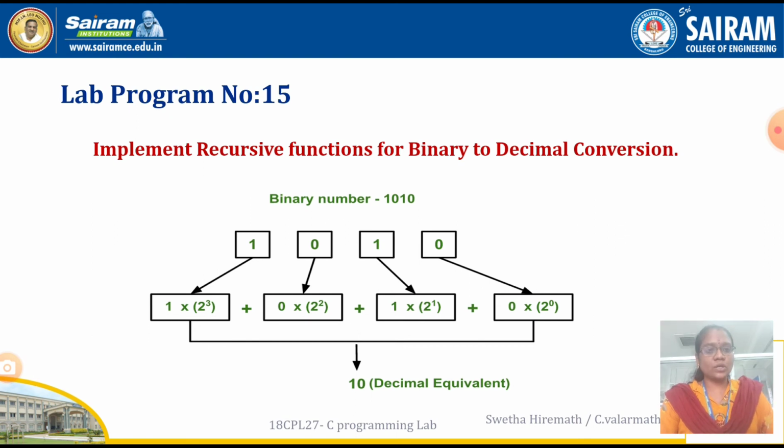This 0 will be multiplied by 2 to the power of its corresponding location. The LSB is in location 0, so 2 to the power of 0 is calculated, then multiplied with the digit value 0. This is what is given here: 0 into 2 to the power of 0. Then moving on to the next digit, 1. This will be multiplied by 2 to the power of its location. What is the location? 1. So 2 to the power of 1 will be calculated and multiplied here.